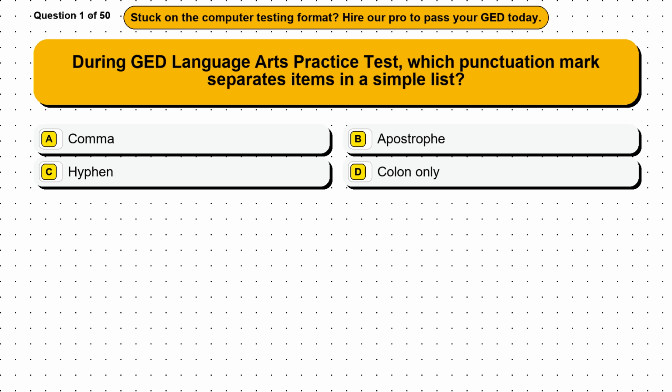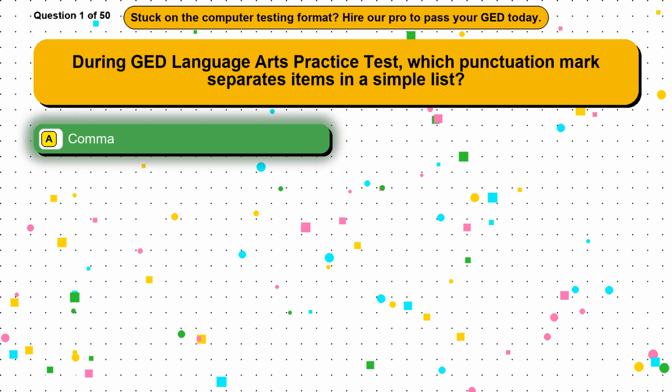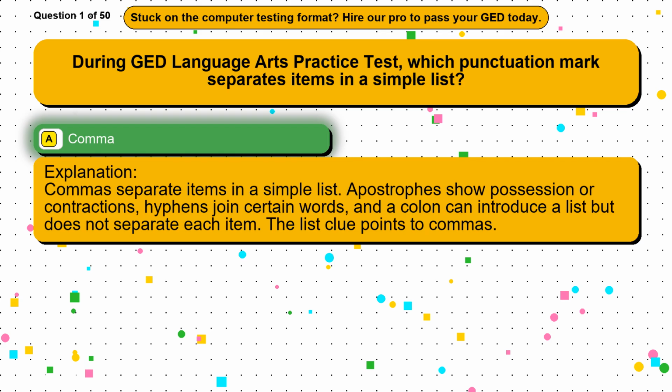Question 1. During GED Language Arts Practice Test, which punctuation mark separates items in a simple list? Option A, comma. Option B, apostrophe. Option C, hyphen. Option D, colon only. The correct answer is option A. Comma. Commas separate items in a simple list. Apostrophes show possession or contractions, hyphens join certain words, and a colon can introduce a list but does not separate each item. The list clue points to commas.